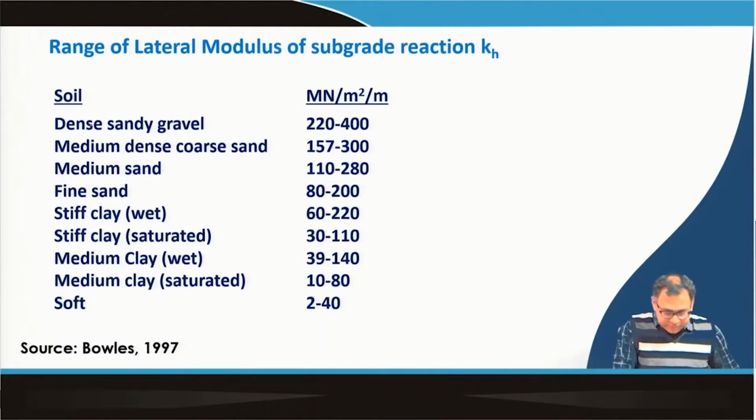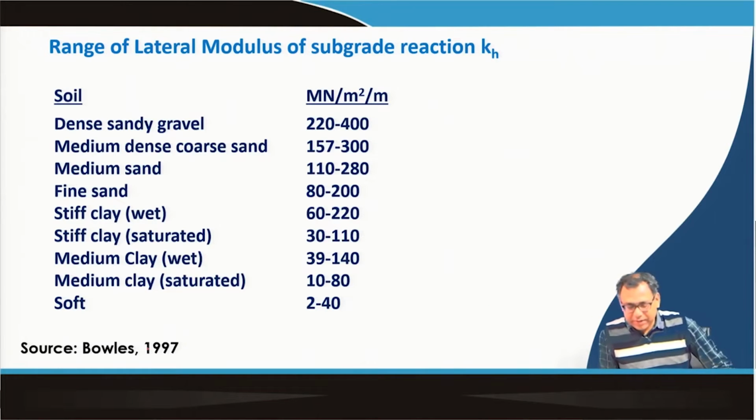Next one, Bowles has given some lateral modulus or subgrade reaction ranges for different kinds of soil. So, these kh values are given for different kinds of soil, and these are the ranges: for dense sand to soft clay, medium clay, saturated stiff clay, fine sand, medium dense sand, dense sandy gravel. All the ranges are given.